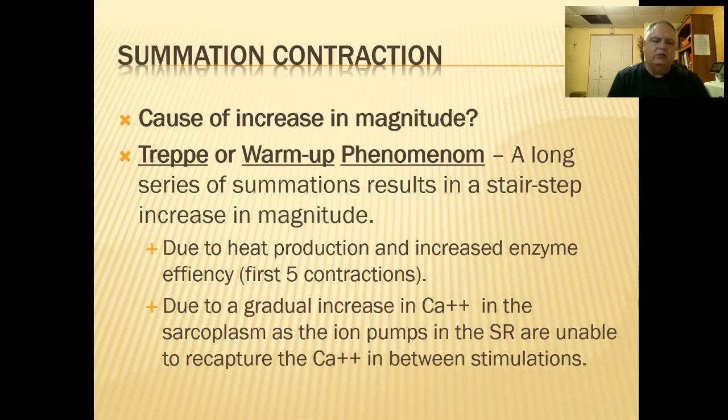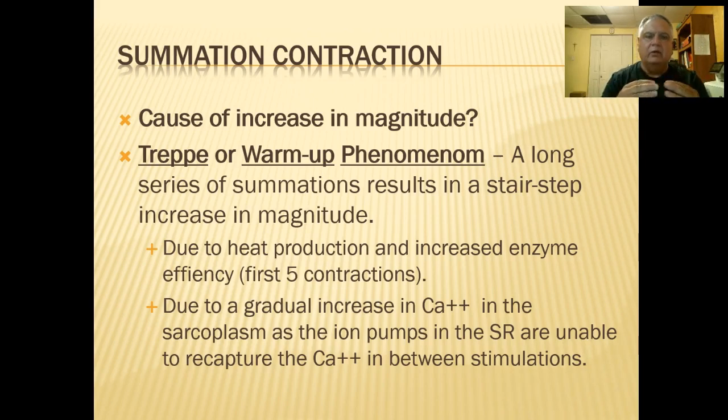After those first 5 contractions, though, the increase in magnitude is due to a gradual increase in calcium ions in the sarcoplasm, as the ion pumps in the sarcoplasmic reticulum are unable to recapture calcium ions in between stimulations. So when we're doing these multiple stimulations, calcium ions have to be recovered in order for a full relaxation to take place.